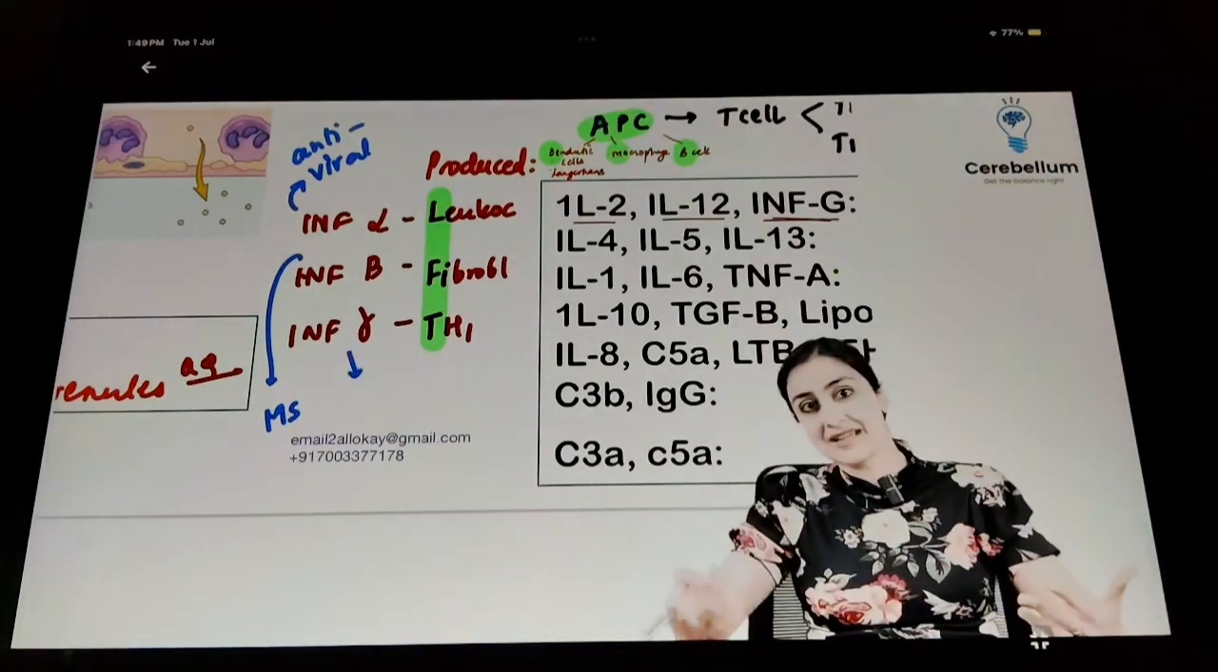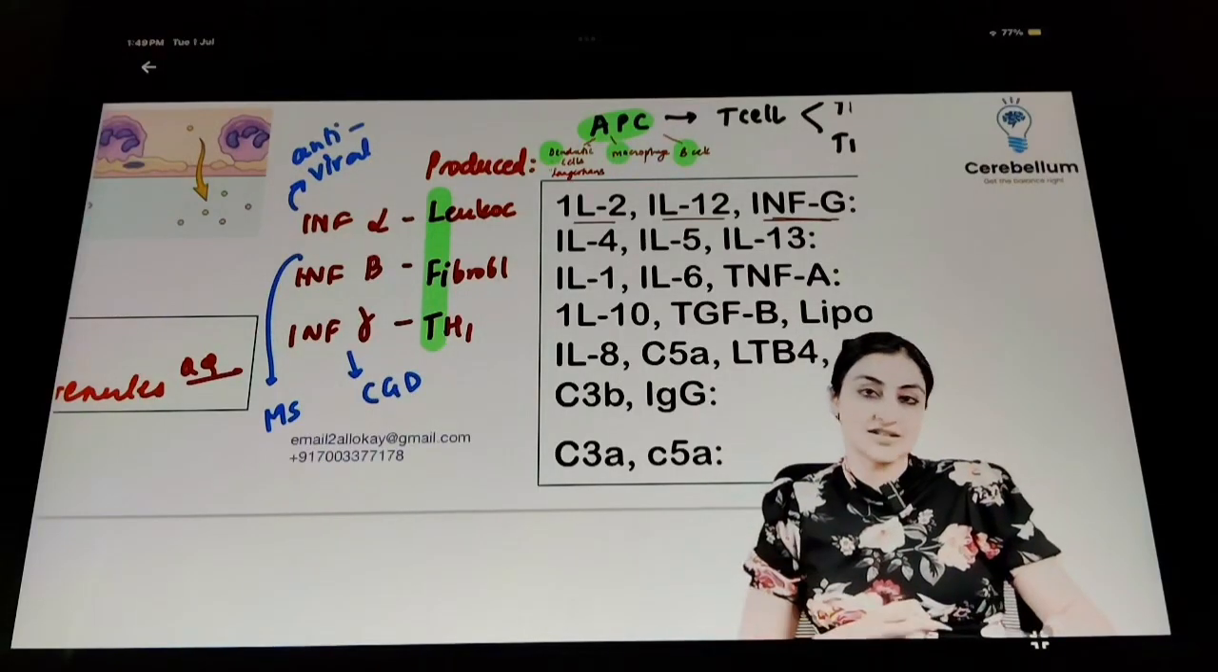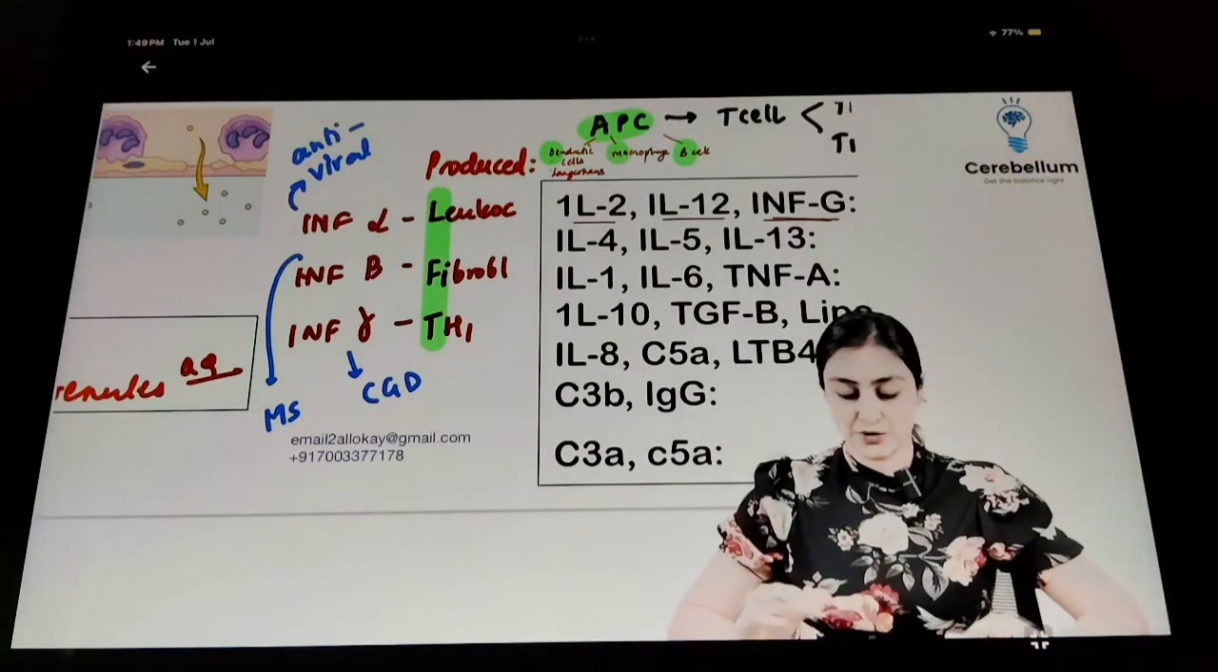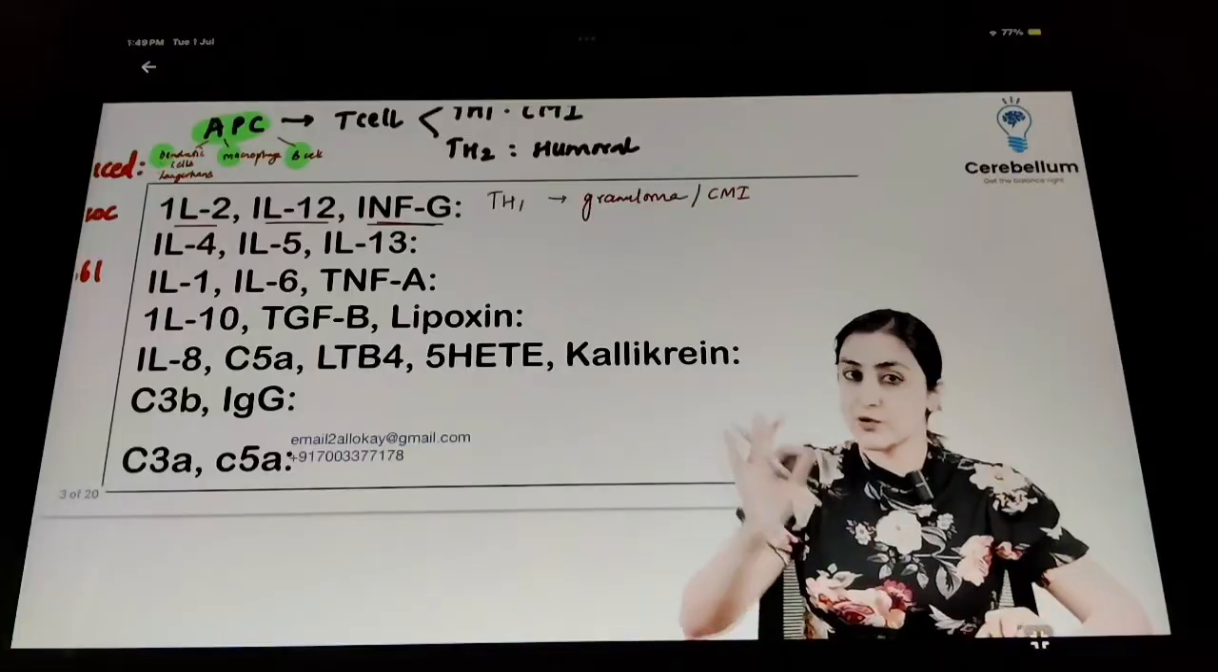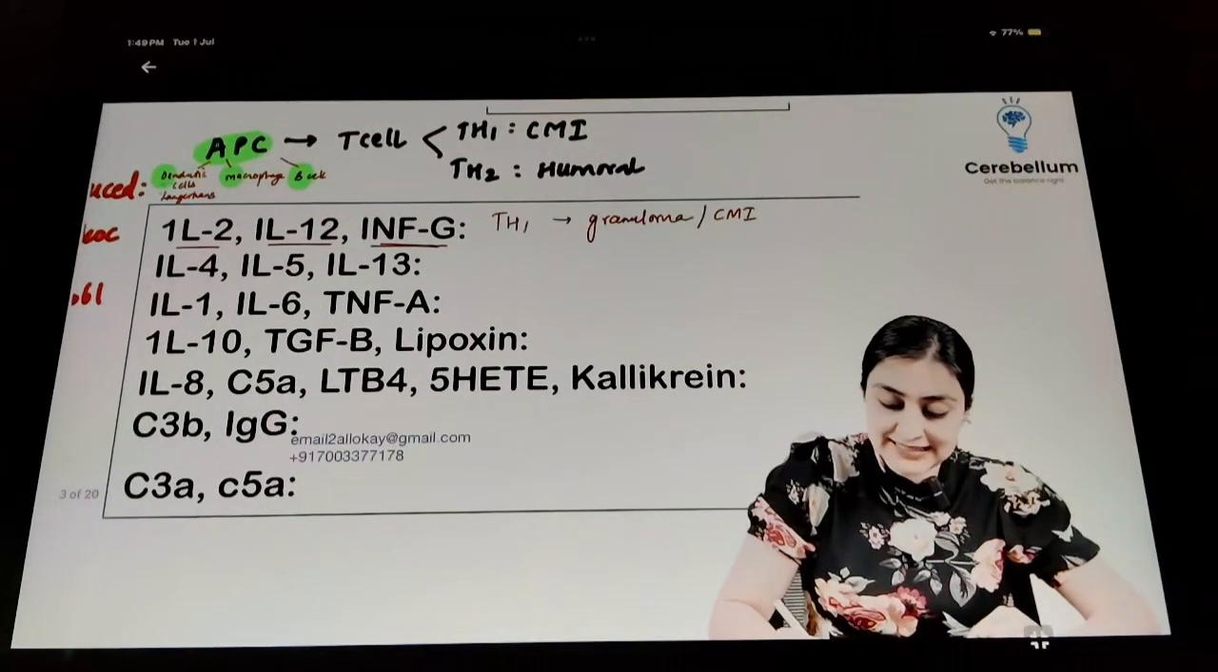And gamma, it produces granuloma. So I can use it in chronic granulomatous disease, right? Immunodeficiency, I can use it. So this is about the interferons. Okay, so now going back, we were at T helper 1 cell, which were producing granulomas and cell mediated immunity. What does a T helper 2 cell form?